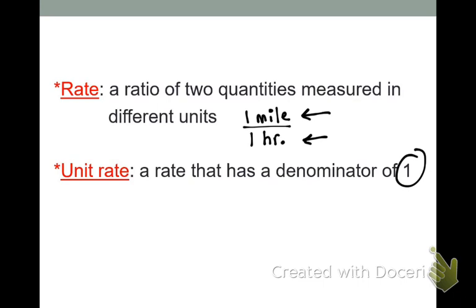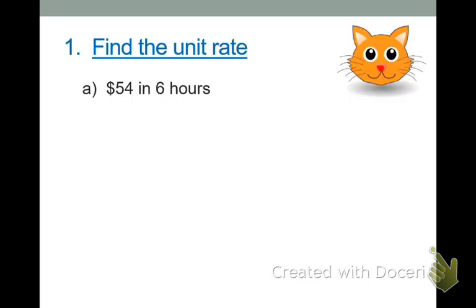So if you look at the example I just gave you, 1 mile per 1 hour. Does that one have a denominator of 1? Yes, it does. It says 1 hour, so that is a unit rate. All right, so for problem A, we're going to find the unit rate. Look at your definition for me real quick and read to me again what it means to have a unit rate.